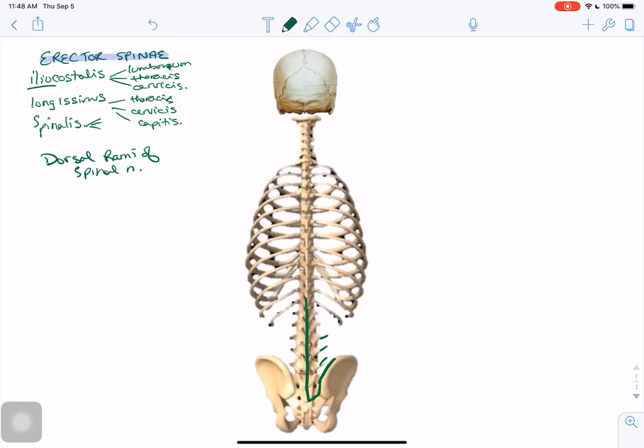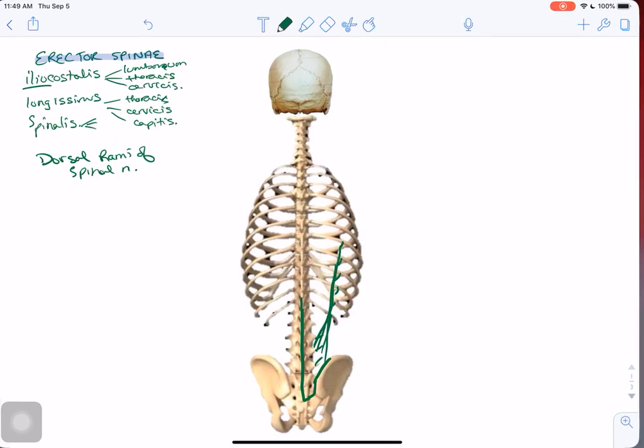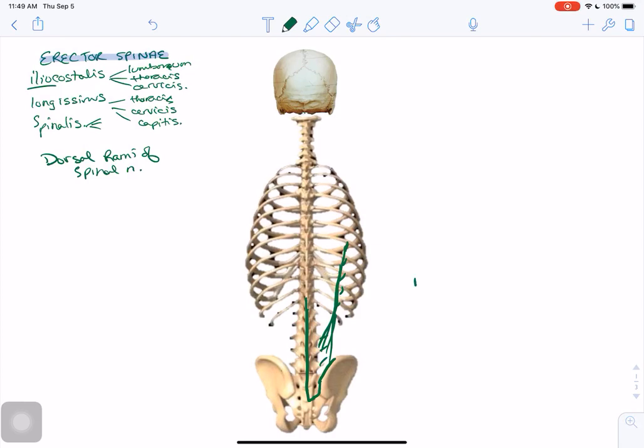Okay, the lumborum portion of the iliocostalis column of the erector spinae has an insertion on the costal angles of the lower six ribs. So it's going to have little fibers that come to each of these costal angles, and they all connect like this. So that's the iliocostalis lumborum.